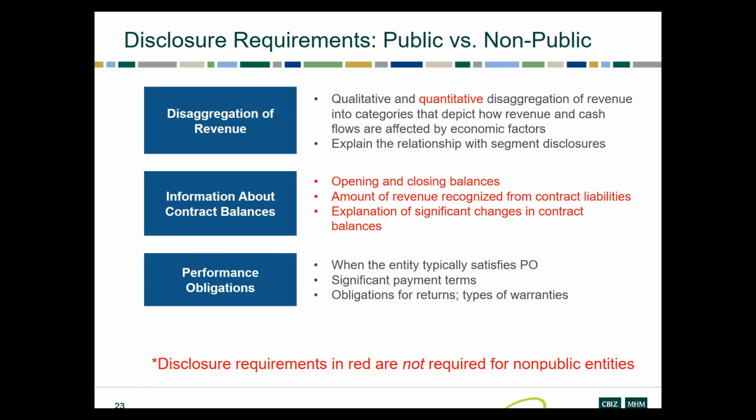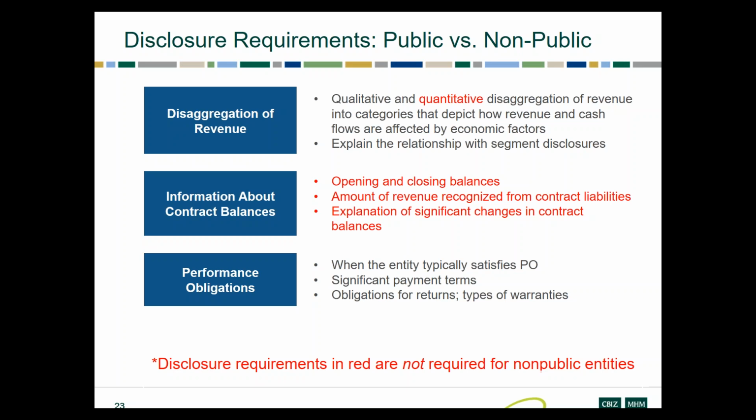As we move through here and start to talk about disclosure requirements, I guess the main message here is that the disclosures in general are much more extensive under the new model. But what we try to do on these next couple of slides is really just highlight the differences in the requirements for a public entity versus private entities. As we look through, what we did is we highlighted in red the requirements that would not be applicable for private companies. So going through, we have disaggregation of revenue, that's a requirement, but private companies don't need to report the quantitative disaggregation. And then going through information about contract balances, performance obligations.